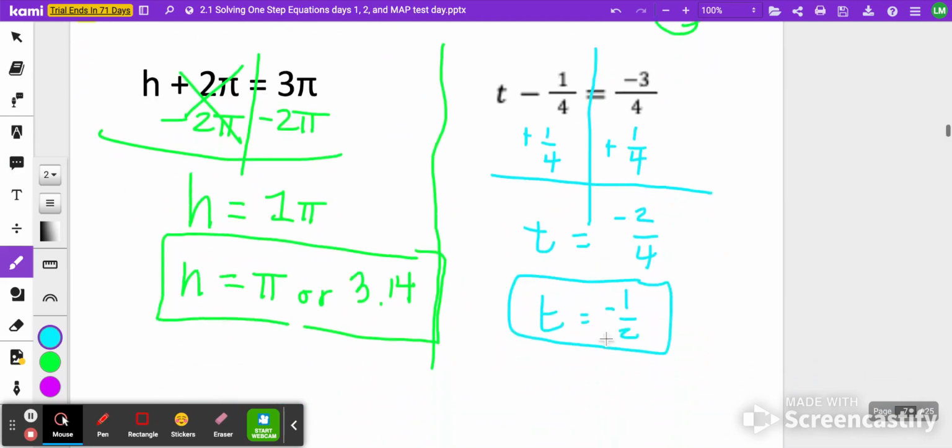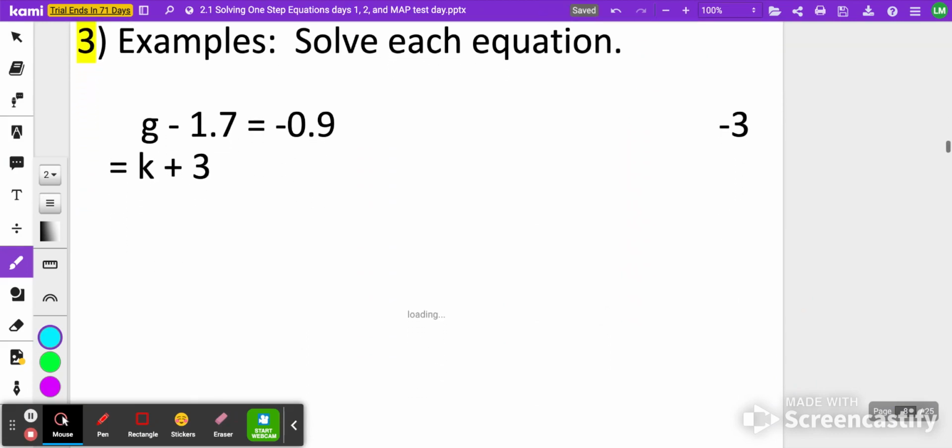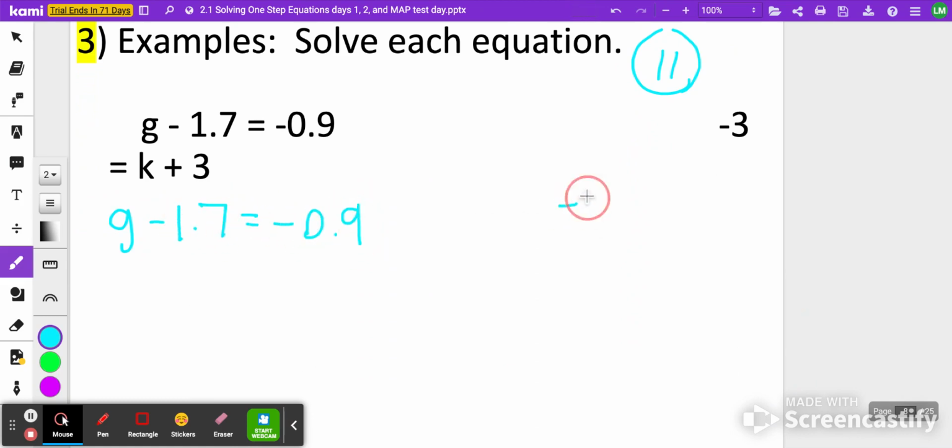Okay. Going on to example 3. Again, these have gotten kind of out of hand, so I'm going to rewrite these. But if you want to pause the video and try these on your own, and then click play when you're ready to check. Negative 3 is equal to k plus 3.